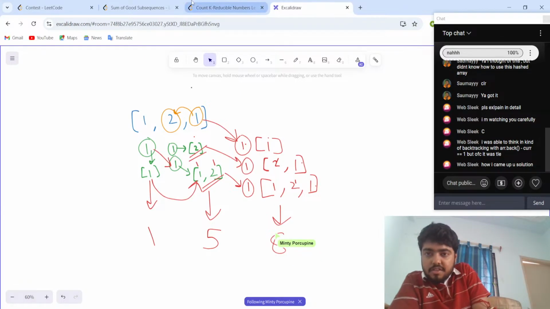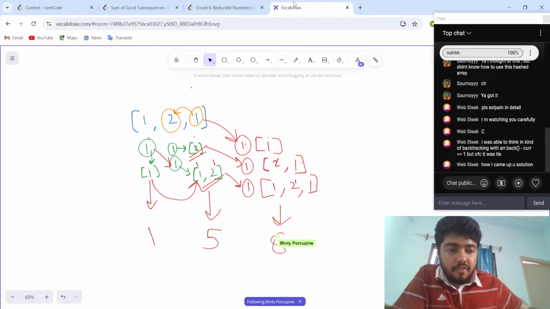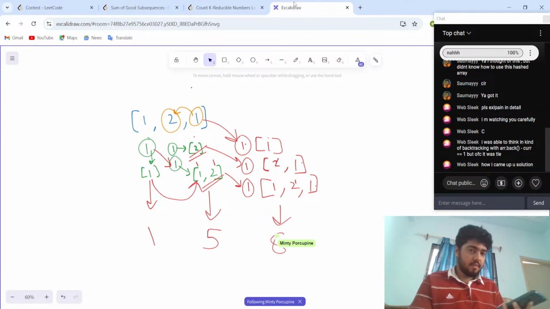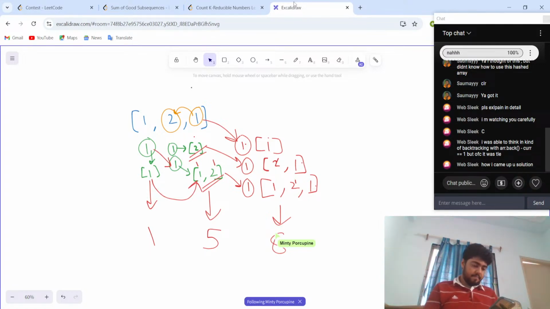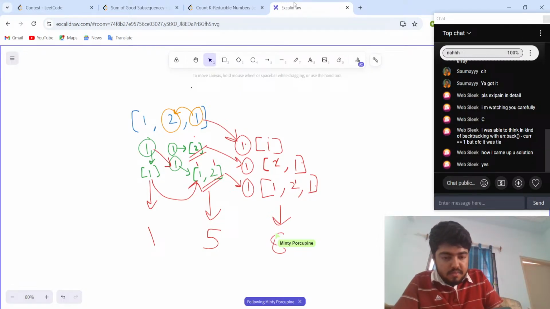And if you check the answer, it is also 14. So is this explanation clear for you guys? Tell me. Yeah, it is clear, right? The explanation is clear, I guess.